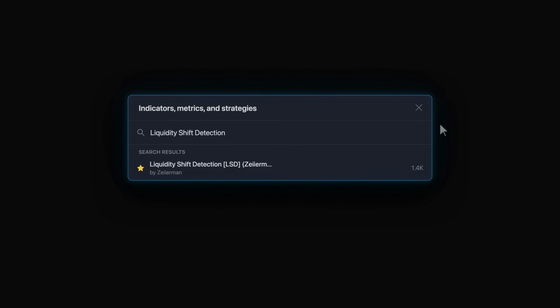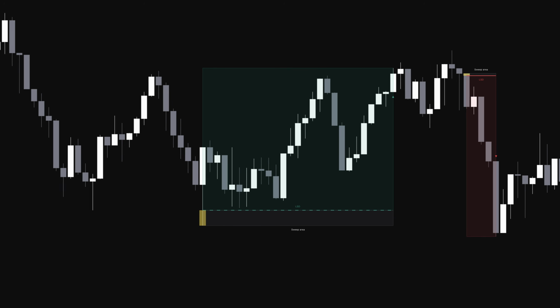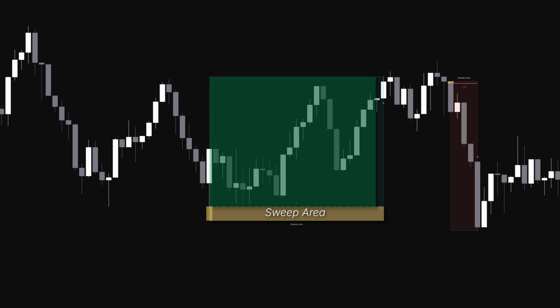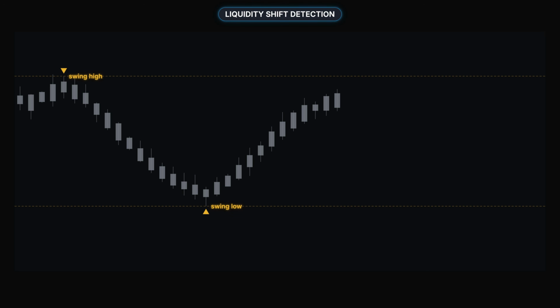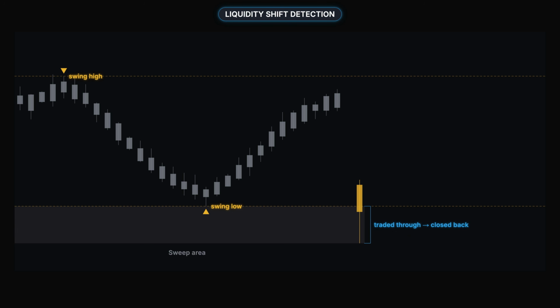Liquidity shift detection, created by Zierman, strips the idea down to its essentials: a sweep followed by a shift, with none of the trade management scaffolding the others carry. It marks the moment liquidity is taken, and then structure changes hands and leaves the trading decision entirely to you. It tracks swing highs and lows, and a setup begins when price trades through one of those swings, but closes back on the original side, the classic raid and reclaim.